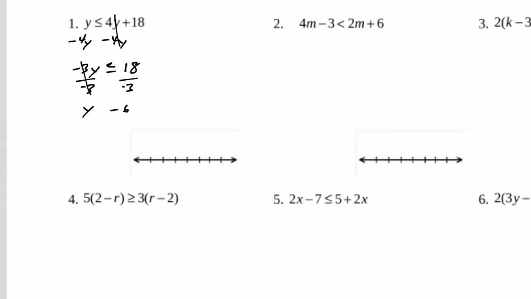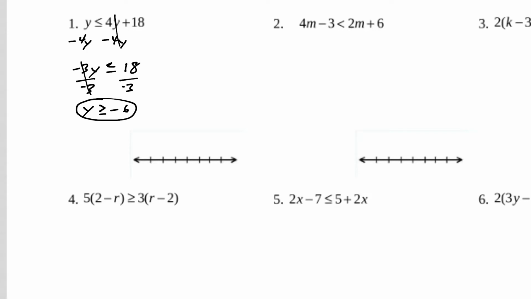And then because I divided both sides by a negative number, I need to flip, or reverse, or switch the direction of my inequality. So it was a less than or equal to, now it's going to be a greater than or equal to. So there's my first solution. Now we need to graph it.